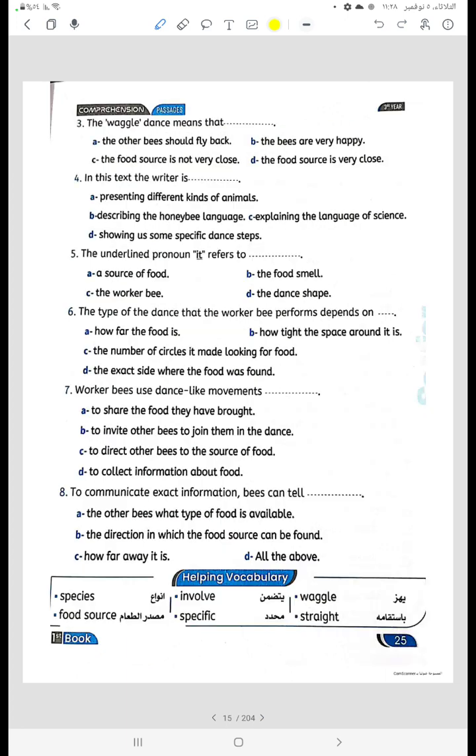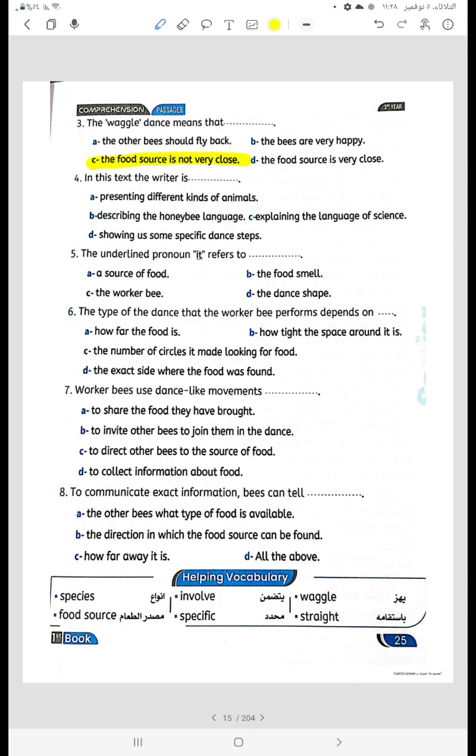Okay. ندخل على الصفحة التانية. The waggle dance means that the other bees should fly back، يعني النحل التاني يطير. The bees are very happy، no. The food source is not very close معناها ان هو مش قريب. The food source is very close معناها ان هو قريب. طبعا الإجابة رقم C طبقا للقطعة.